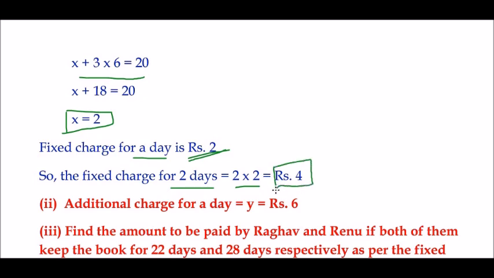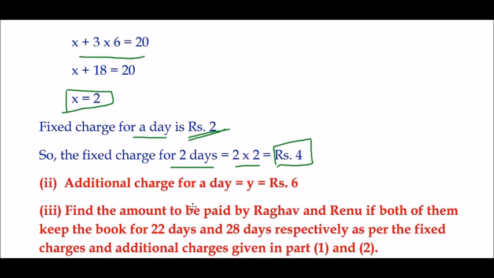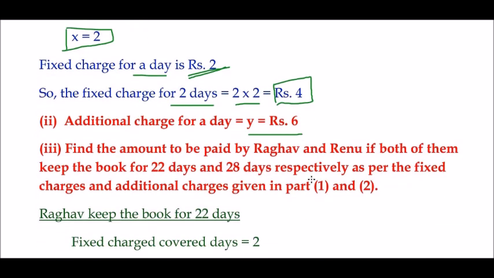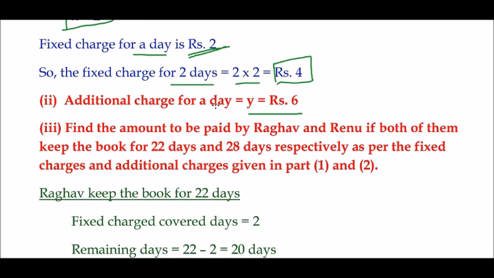We also get the value of y, that is equal to 6. So the second question, additional charges for a day is equal to y, that is equal to rupees 6. So the third question, find the amount to be paid by Raghav and Renu if both of them keep the book for 22 days and 28 days respectively, as per the fixed charges and additional charges given in part 1 and 2.